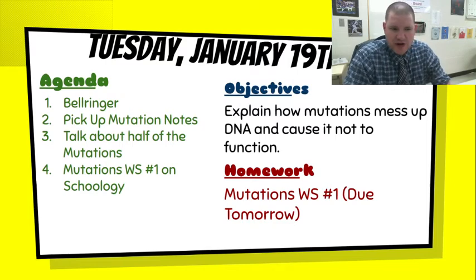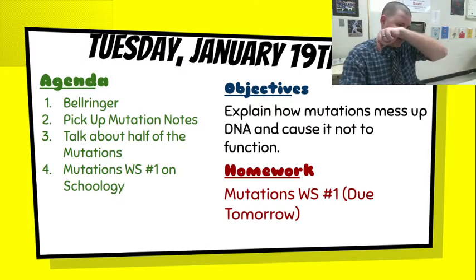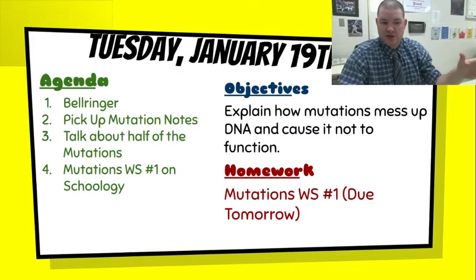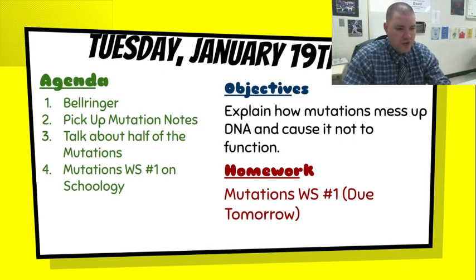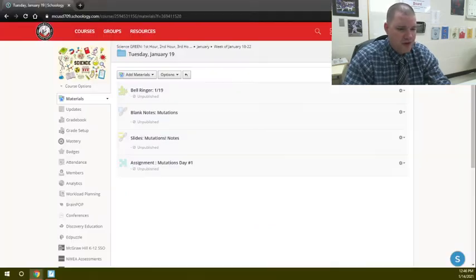What we're going to do today, first off, bell ringer as always is going to be up there. We are looking at mutations, and there are 6 kinds of mutations that we're going to look at. 3 of them we're going to look at today, 3 of them we're going to look at tomorrow. There's a little bit of an assignment that goes along with each one. So, without further ado, let's take a look at what we have going on here.